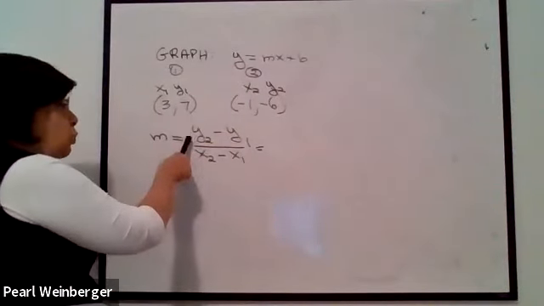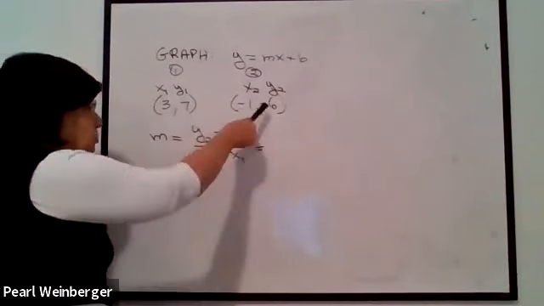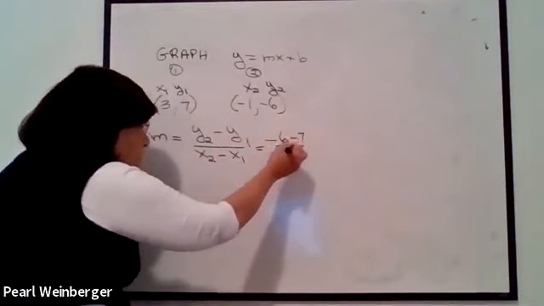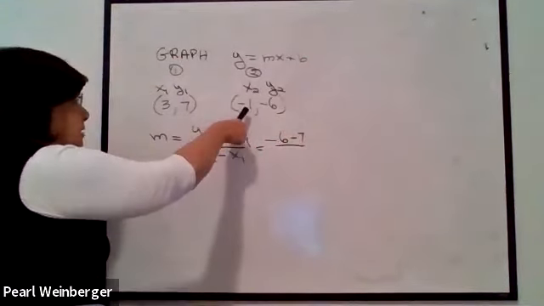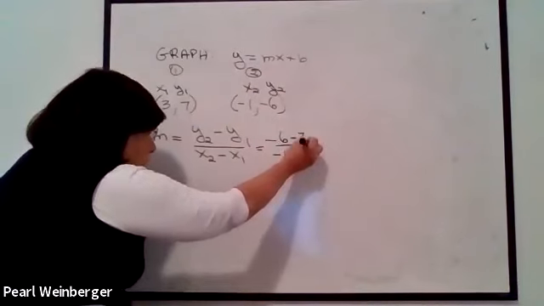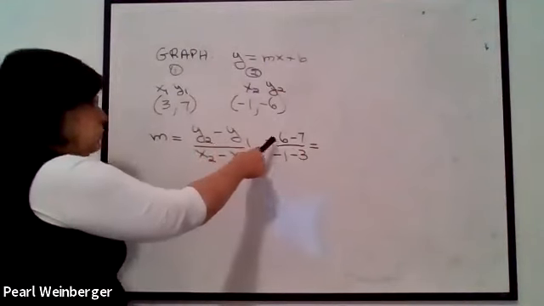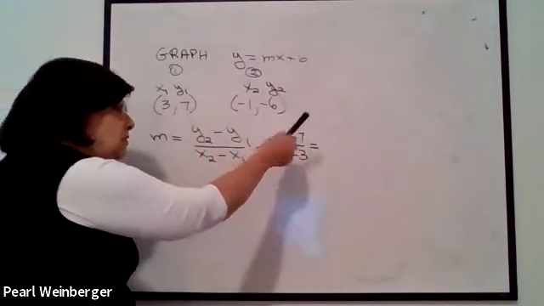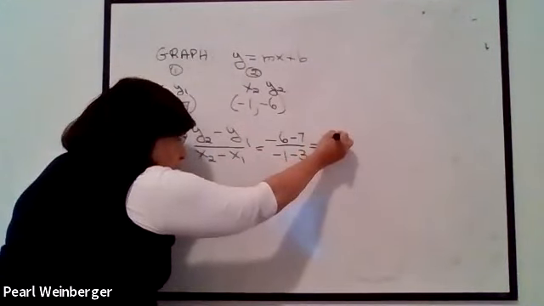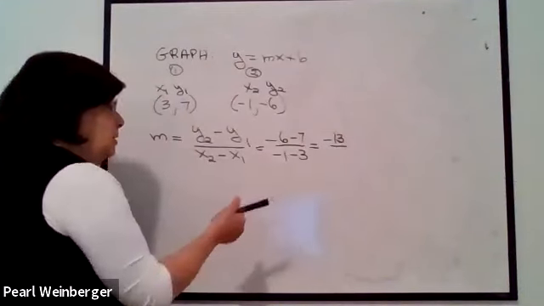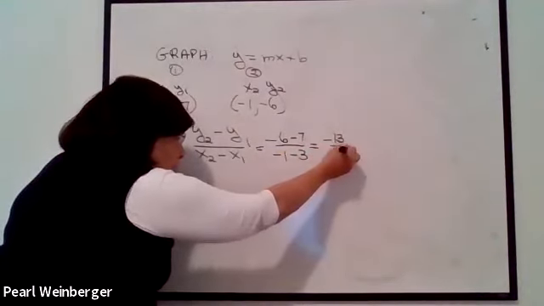So this says to do y2 minus y1. So my y2 is -6 and my y1 is 7. So we do -6 minus 7. And my x2 is -1 minus 3. And all I have to do is simplify these numbers. So on the top, I have -6 minus 7, which gives me -13. And on the bottom, I have -1 minus 3, which gives me -4.